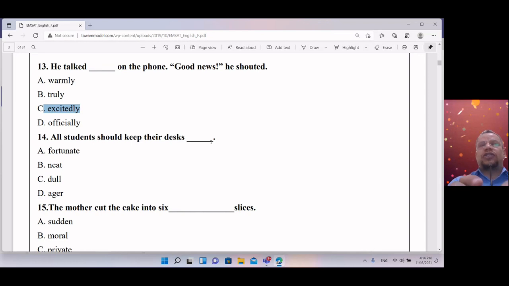Number 14, all students should keep their desks space. Okay, the last word should be an adjective or adverb. All students should keep their desks fortunate, dull, age, or neat. Neat means clean, tidy. That's right. Perfect. So the answer is neat.